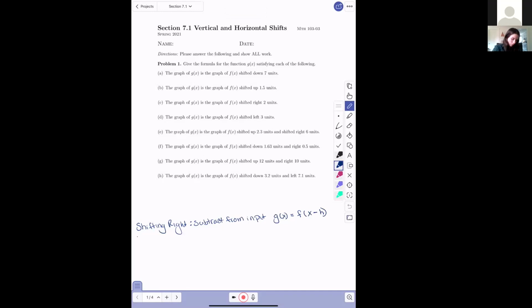All right. If we're shifting left, we add to input. So we'd have g of x is equal to f of x plus h. Okay.